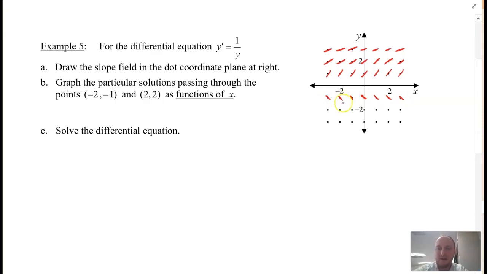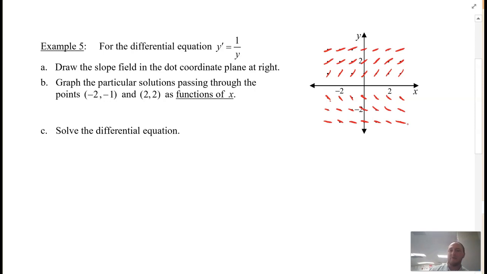And again, how do you know that this is -1? Well, over 1, down 1. And you can imagine if I make a dashed line like this, those are a slope of 1. So that's kind of what I'm doing. You can use other points if you need to. Okay, 1 over -2, that's -1/2, so like this. And -1/3, again more flat. All right, so there is the slope field.